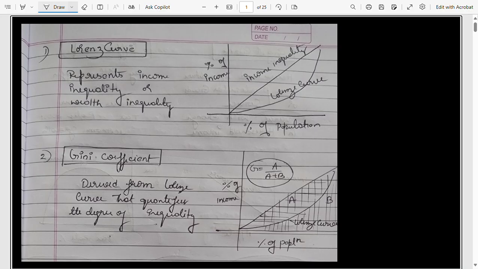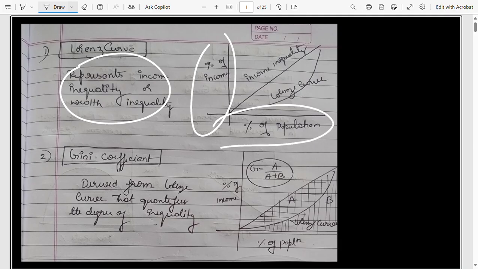So beginning with, we have the Lorenz curve. What does the Lorenz curve represent? This represents the income inequality or the wealth inequality in the society. If you look at the graph, the vertical side represents the income percentage and the horizontal we have the population percentage. So this represents the inequality in the society among the population.